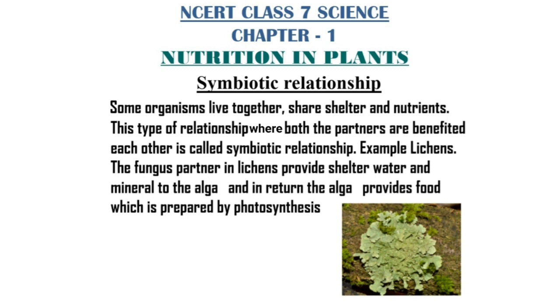Symbiotic relationship: some organisms live together, share shelter and nutrients. This type of relationship, where both the partners benefit from each other, is called a symbiotic relationship. Example, lichens. The fungus partner in lichen provides shelter, water, and minerals to the algae, and in return, the algae provides food, which is prepared by photosynthesis.